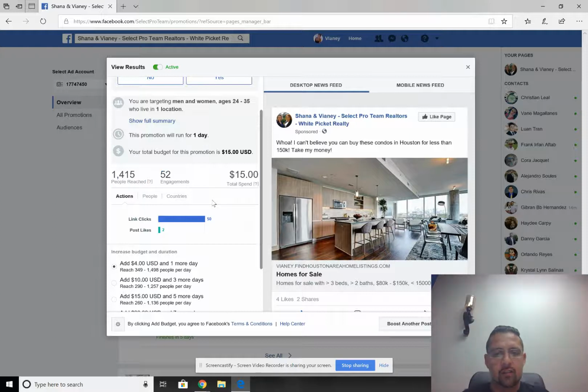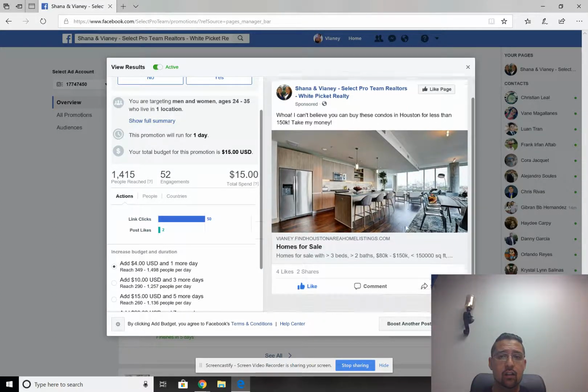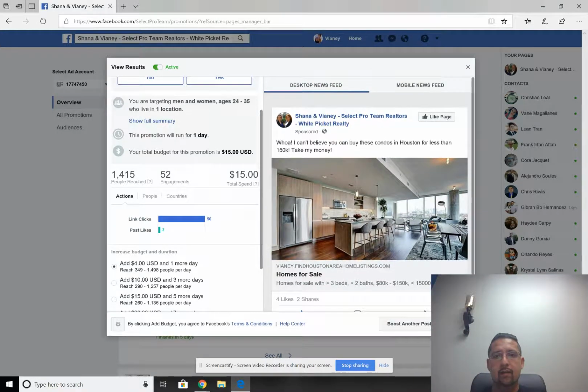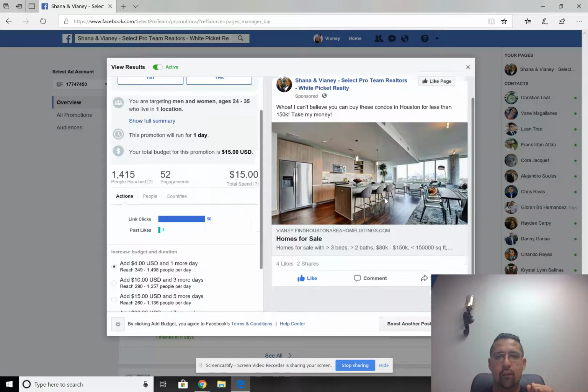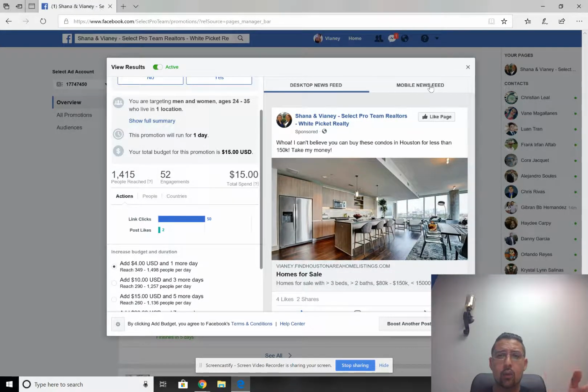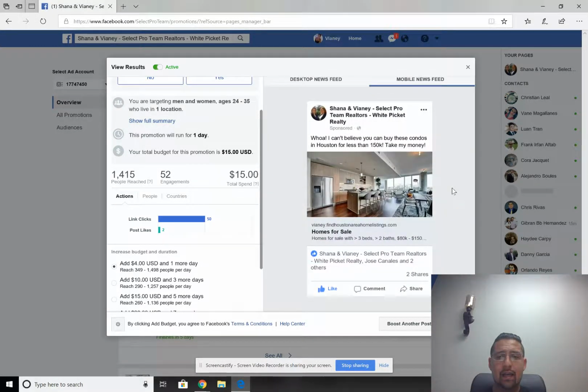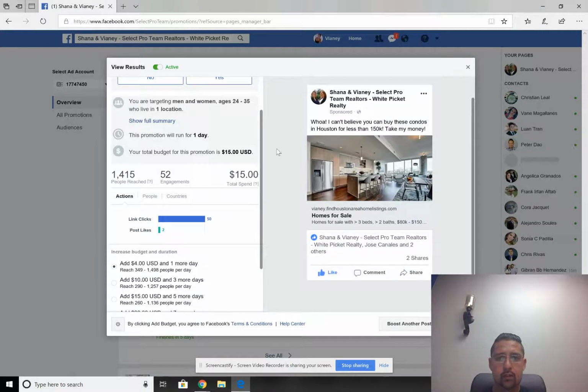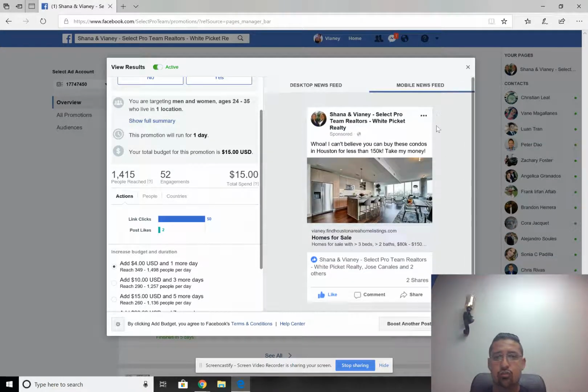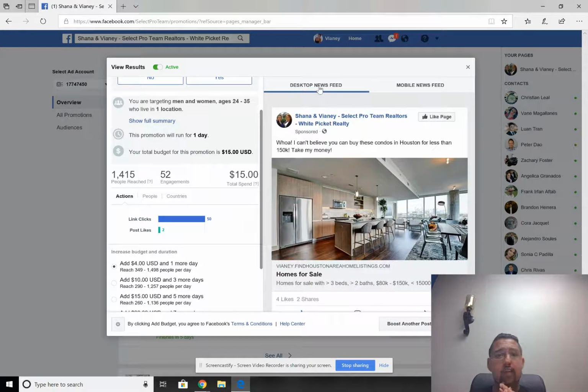Now, what engagements means is that somebody liked your post, somebody shared your post, or they clicked on the actual link. So we want to go in and see what exactly that engagement was. Now, if you want to see what your ad looked like in people's feeds, here on the right-hand side, this will actually show you exactly what your ad looked like on their feed. And if you click up here on mobile news feed, this is what it looked like on their mobile news feed. So you can see here, this is what it would have looked like if you were scrolling on your phone.